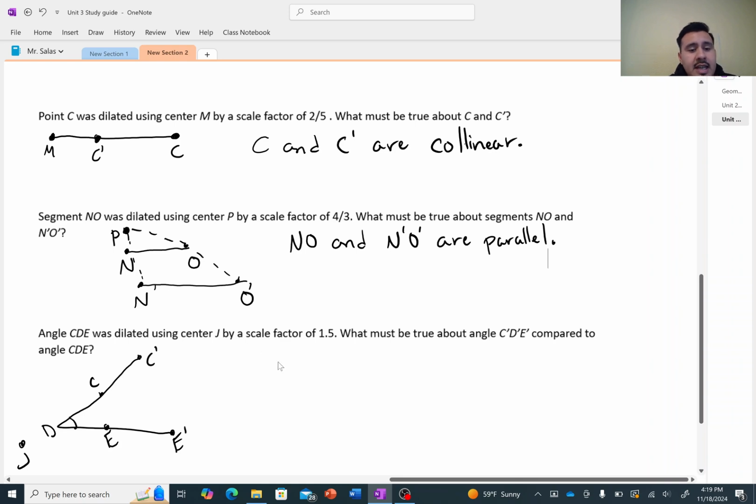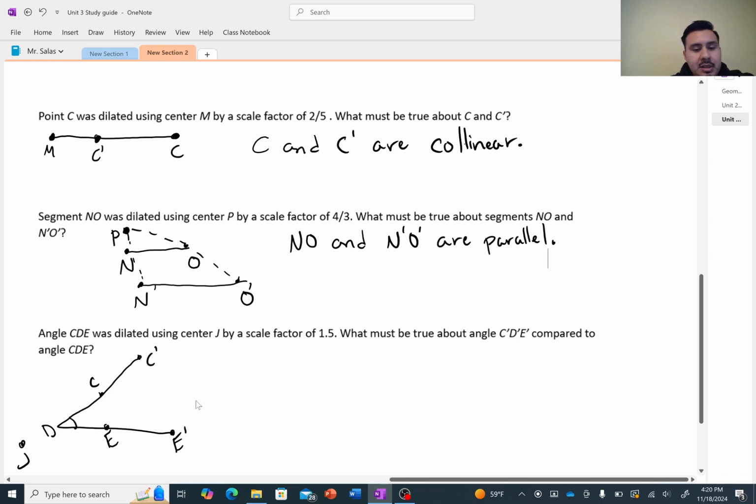It says angle CDE was dilated by center J by using scale factor 1.5. What must be true about angle C prime, D prime, E prime compared to angle CDE? So here's C prime, D prime, and D are the same point, so I didn't write D twice. And then I have point E prime here. Next up, I have point C, E, and D. They form the angle. It's been dilated by a factor of 1.5. If an angle gets dilated, that means that the lines just get stretched out by that factor. In this case, they were stretched out by 1.5.